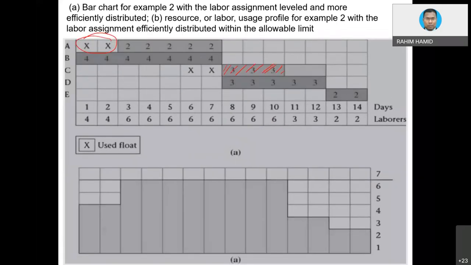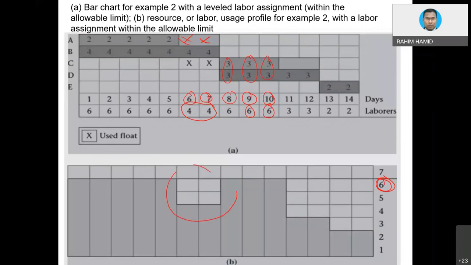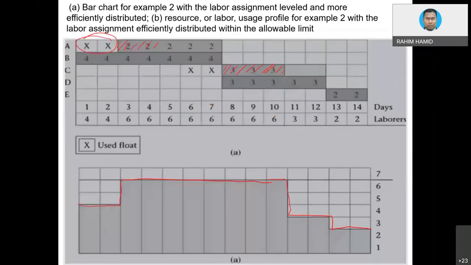What if activity A also, instead of using the early start date, we push until the limit and use the late start date? So this is when activity A will start. And what would happen to our resource histogram? It looks like this now, which in comparison with the previous one, looks much better. It is like this graph has been smoothed a little bit. This is an example.